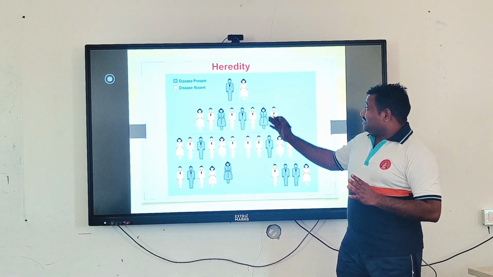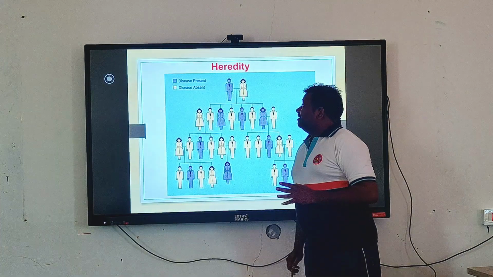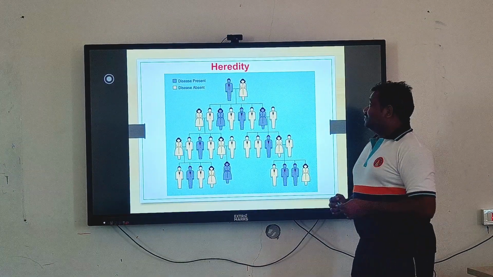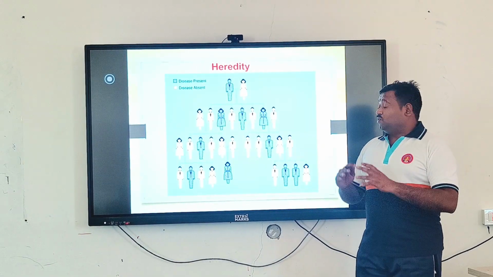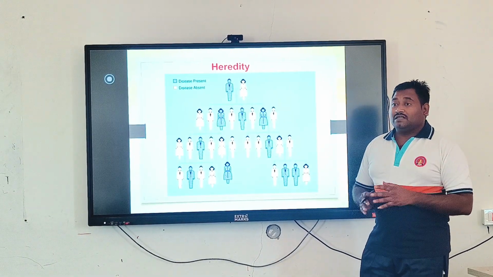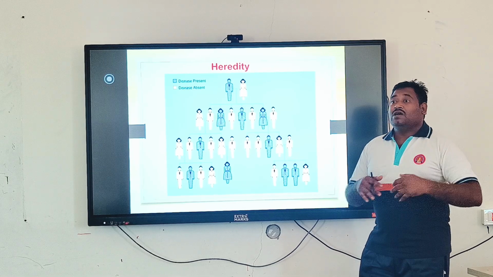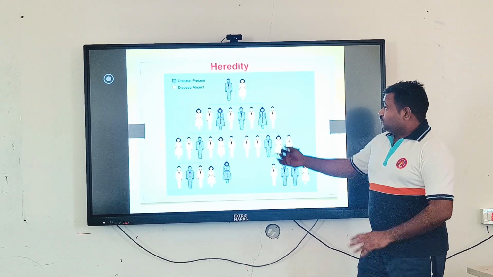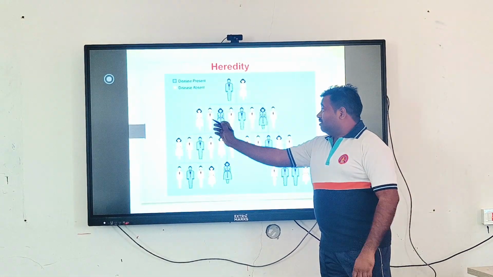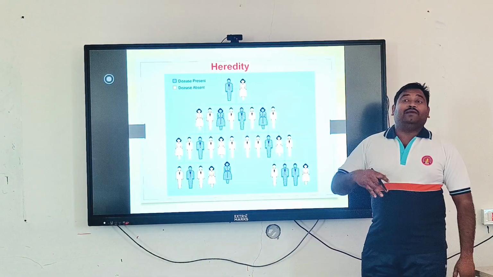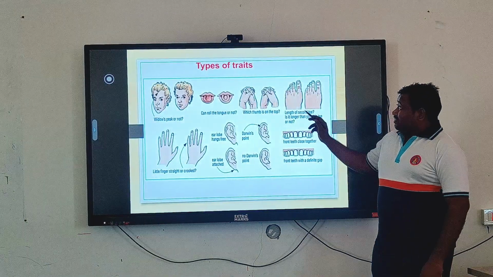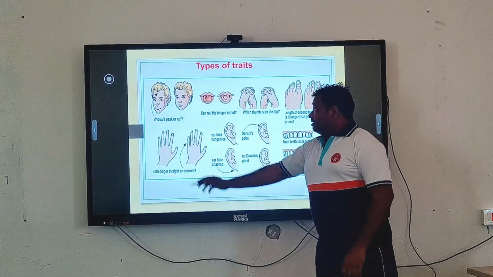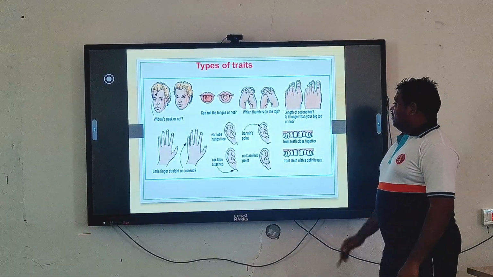Okay. Next point: if you see here, heredity, this is present and this is absent. Whenever you get married to someone, try to understand that both should be healthy with respect to genetic disorders or any kind of health issue. If you are suffering from one, there is a chance that your child may suffer from the same.